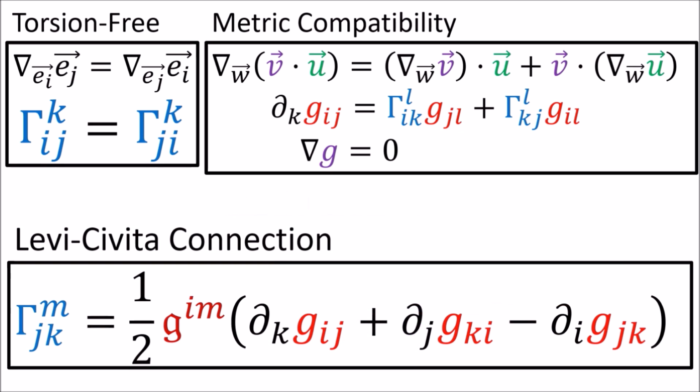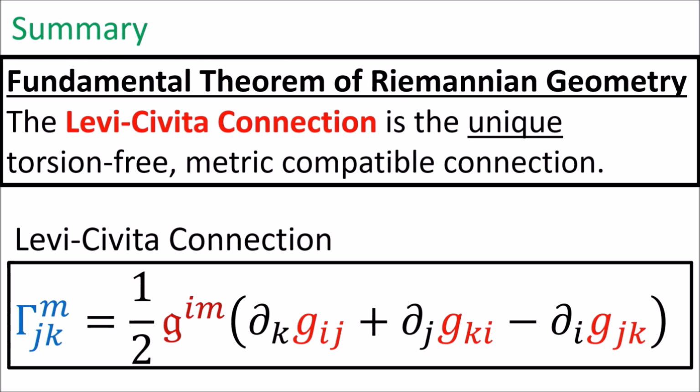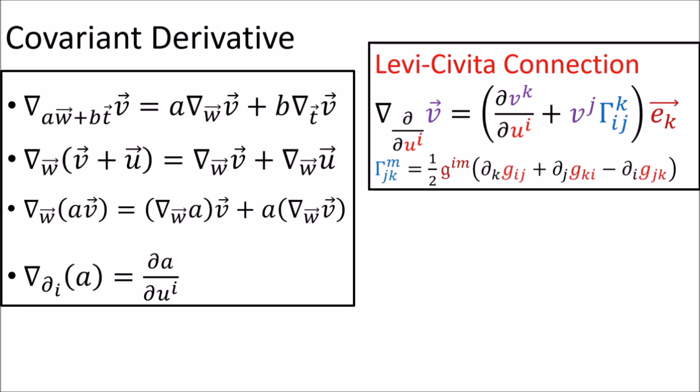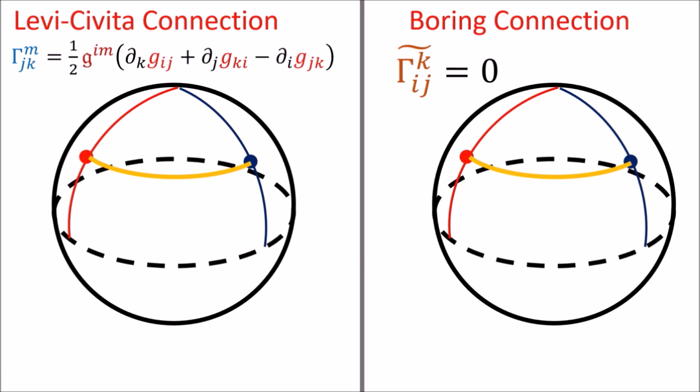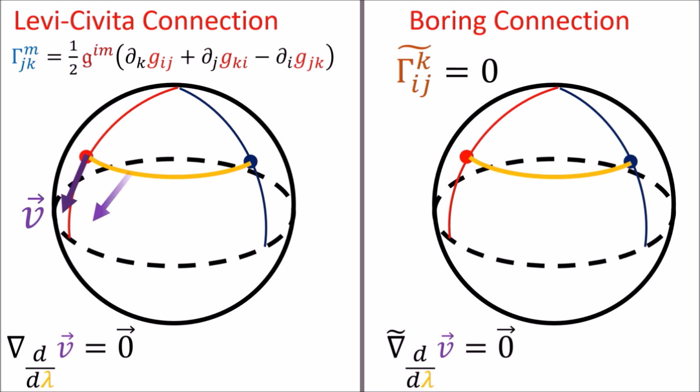And using the torsion-free and metric compatibility properties, we can derive a unique set of Christoffel symbols, which define a unique covariant derivative called the Levi-Civita connection. And this fact is called the fundamental theorem of Riemannian geometry. And remember, while the Levi-Civita connection is very important, it's not the only covariant derivative. We can easily define another covariant derivative just by picking different Christoffel symbols. And different covariant derivatives will result in different instructions for parallel transport.